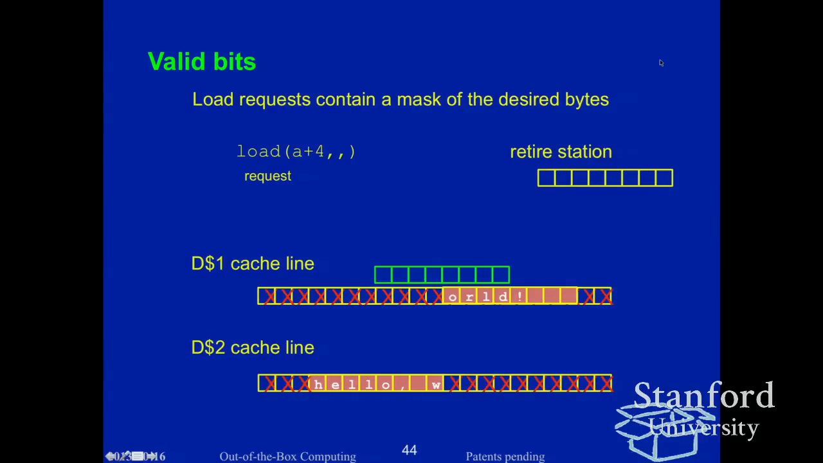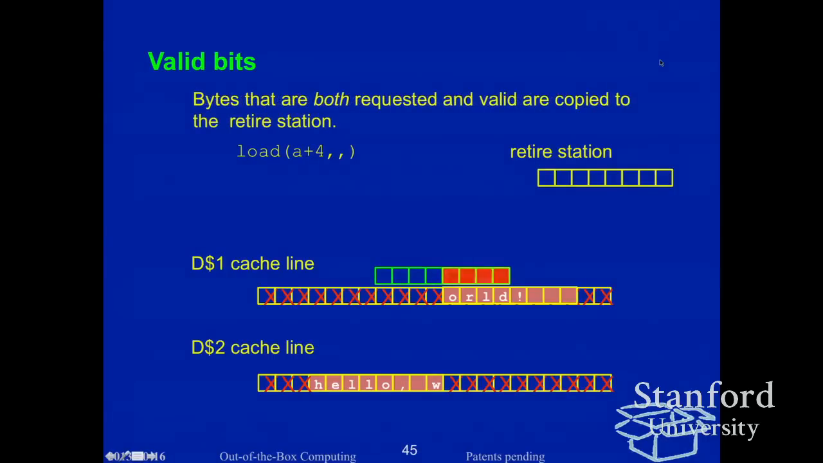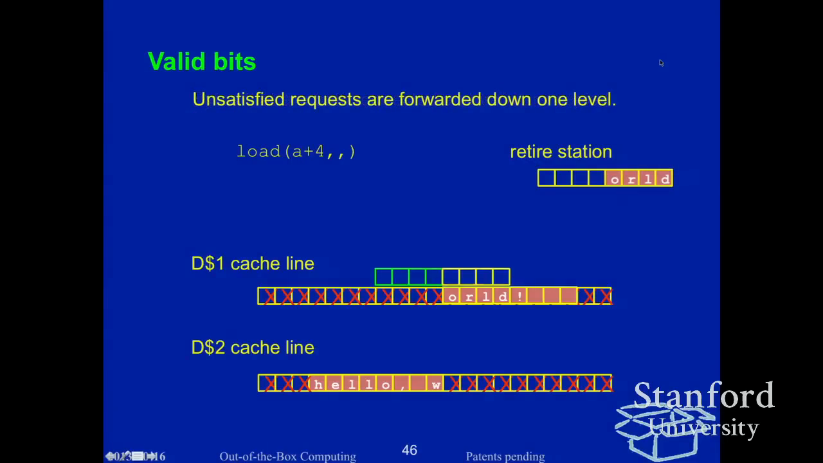The top-level cache will find the corresponding line, if it's there, which it is in this case, and see if there's any overlap between the valid bits of the cache line and the mask bits in the request. In this case, there are, and those bytes get returned to the retire station. Only those bytes. But notice we still have some green requests. We still have not satisfied our entire request.